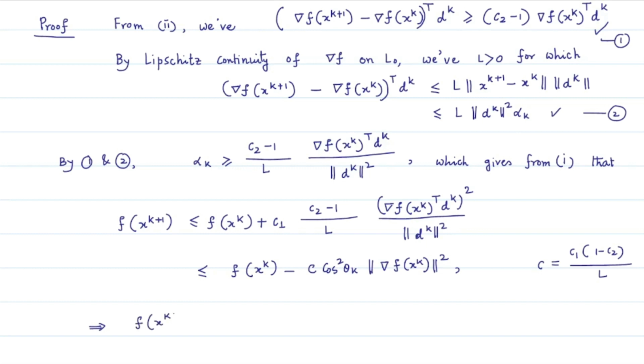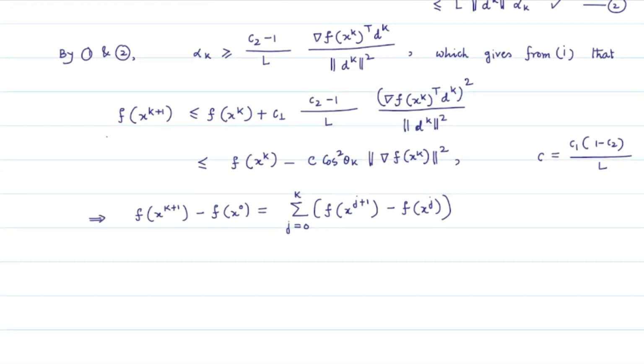f(xk+1) minus f(x0), we can write it by a telescopic sum, from j equal to 0 to k, of f at x(j+1) minus f(xj), which by this inequality gives us less than or equal to minus c times the summation j equal to 1 to k of cosine square theta j into norm of grad f at xj.